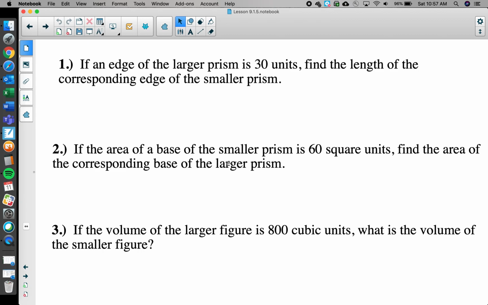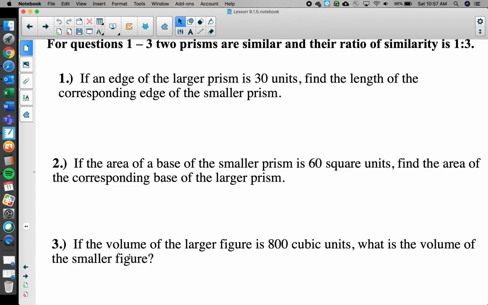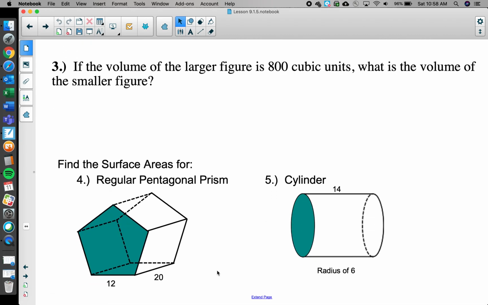Then we get to area, so now we're going to use that zoom factor from number 1, from up here, the 3 to 1 zoom factor, with area, and then finally in number 3, we're going to use the volume factor. Okay. Then a little bit of review down here at the bottom for surface area of both a regular pentagonal prism and a cylinder.